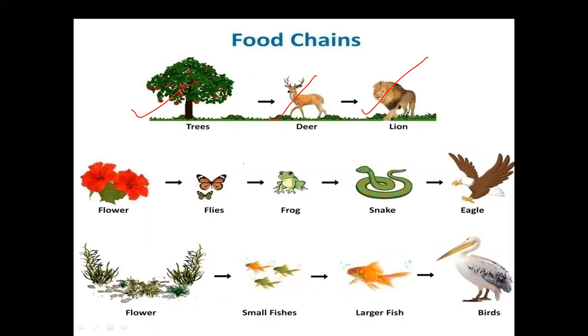So the eating and being eaten process in a chain form is called food chain. You can see another example of terrestrial food chain, or that can be a pond food chain, or that is also the sea or water or aquatic food chain. Here are seaweed, small plants. Fish eat these small plants. These small fishes are eaten by these large fishes, and these large fishes are eaten by the birds. So arrows must go in this direction.